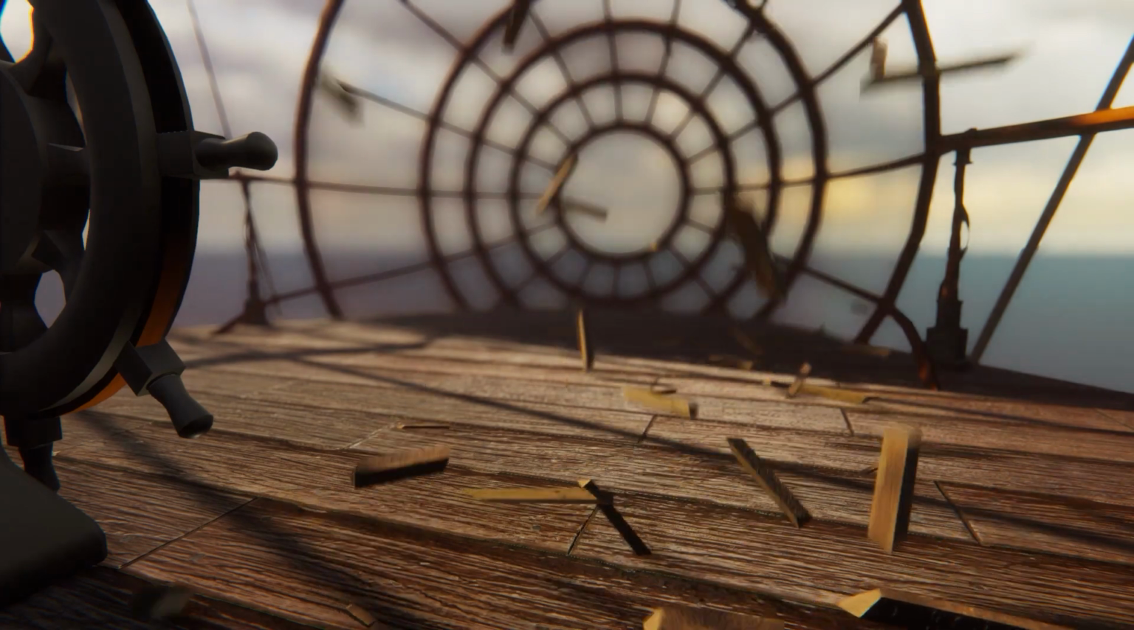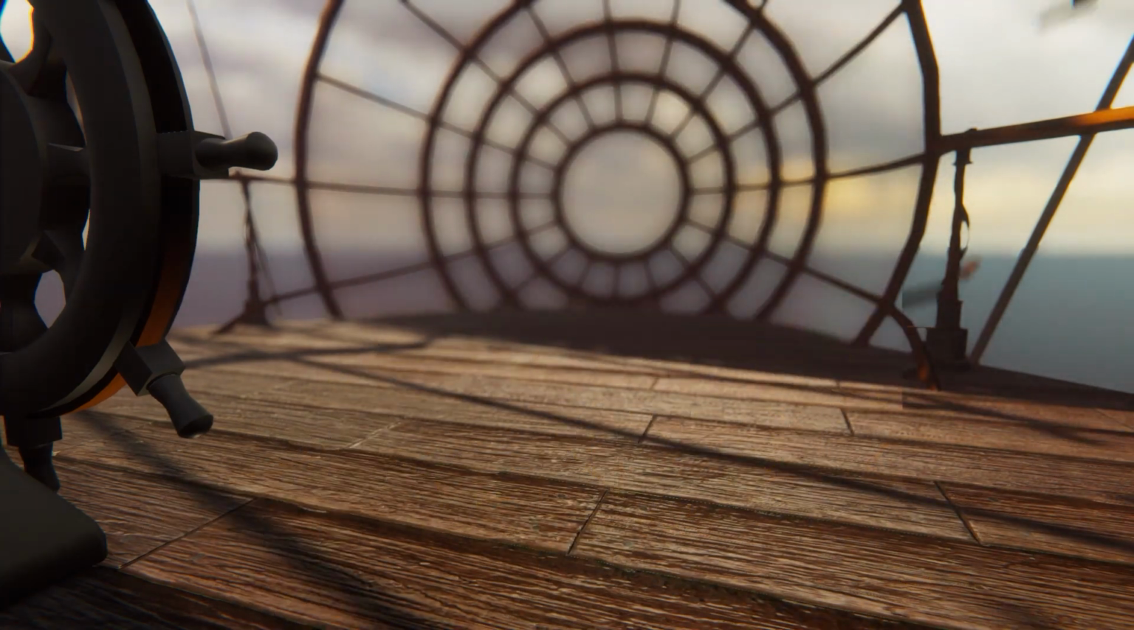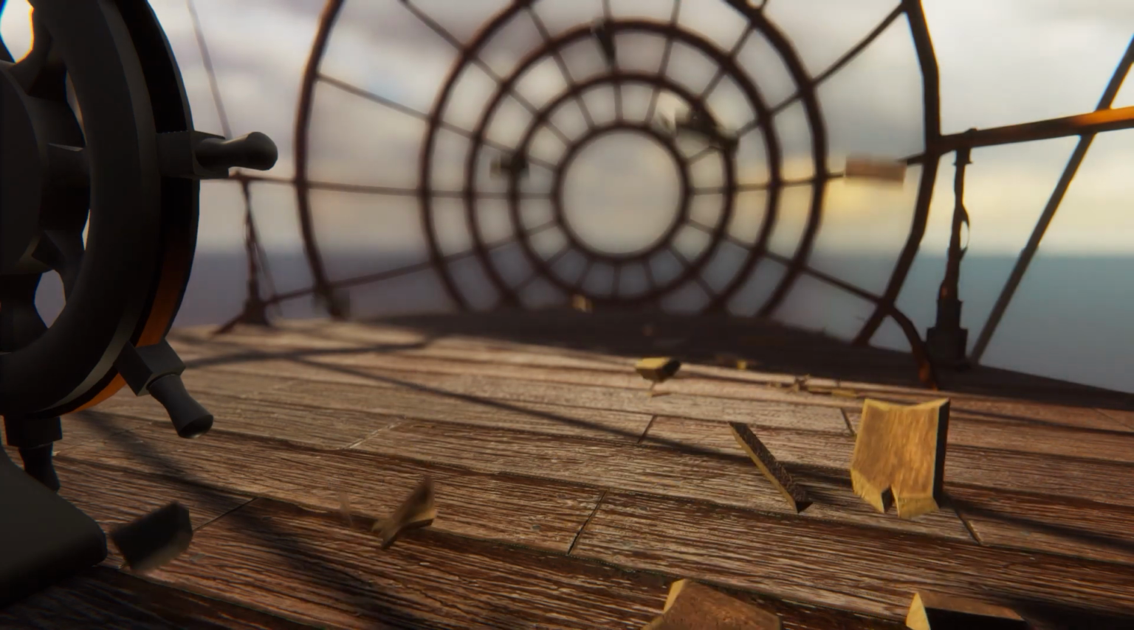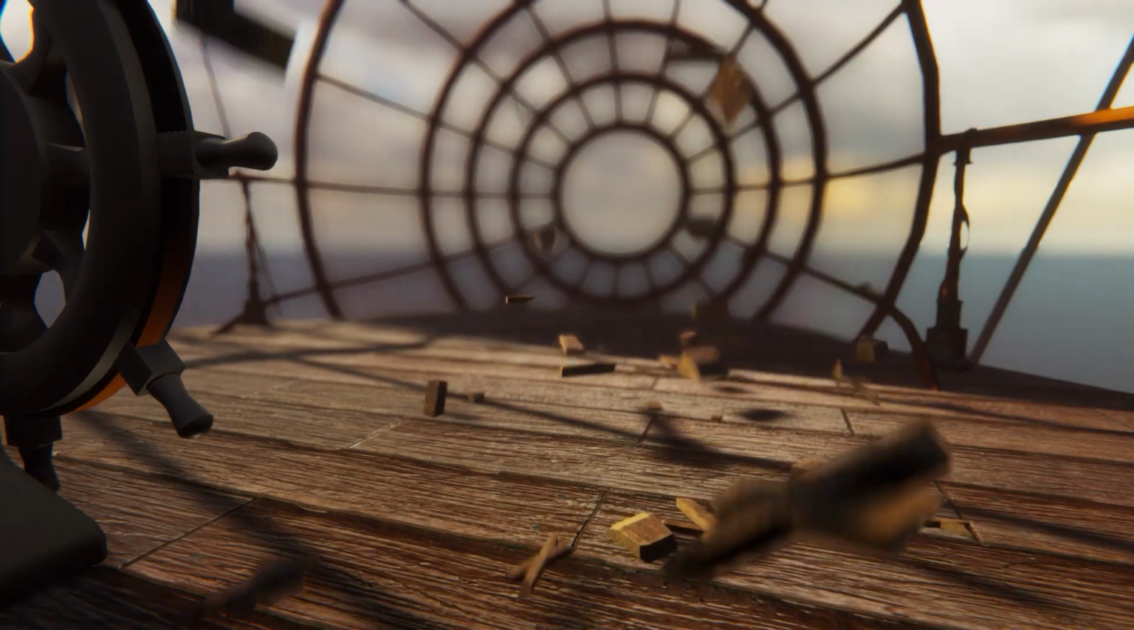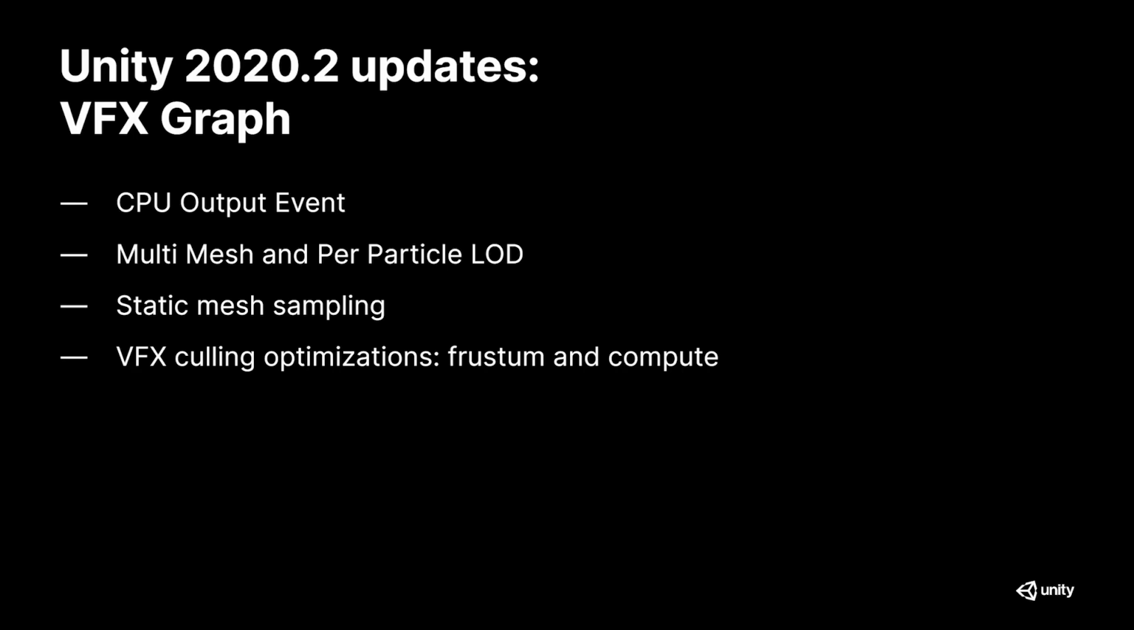The multi-mesh feature allows for up to 4 meshes to be used by the same mesh output, making it easier to add per-particle variety to your effects. Among the experimental features, static mesh sampling enables the spawning of particles directly from meshes. We also added frustum culling as an optimization to discard the rendering of off-screen particles. Another VFX culling optimization is compute.